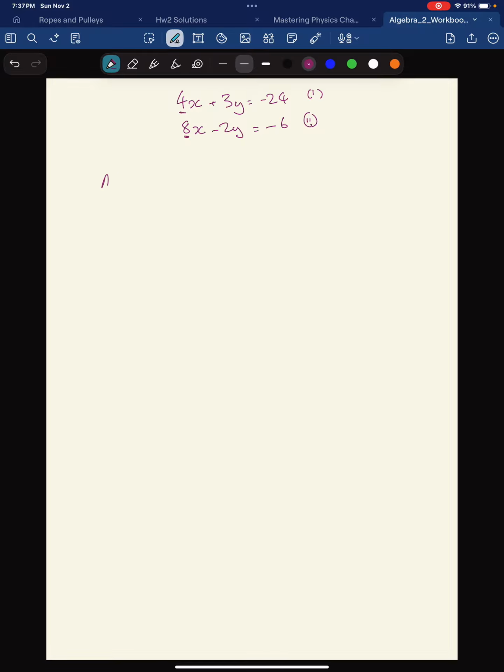So I'm going to multiply equation 1 by negative 2. So I'm going to have negative 2 times 4x plus 3y equals minus 24. It's going to have minus 8x minus 6y. It's going to be equal to 48.